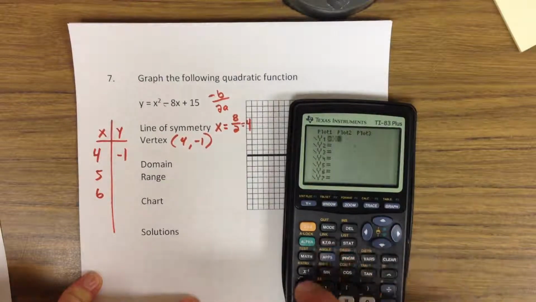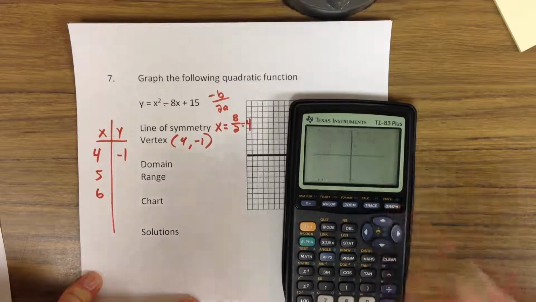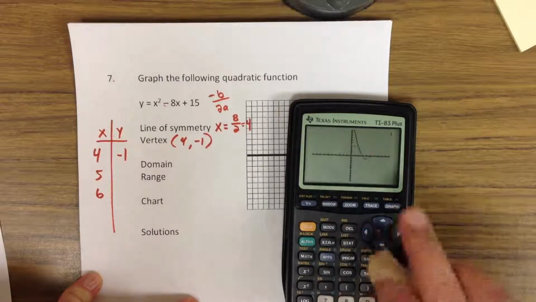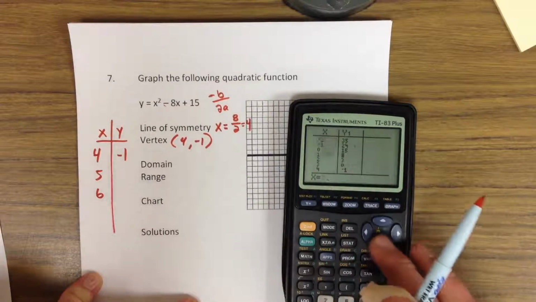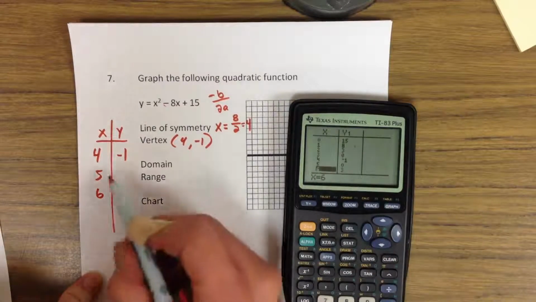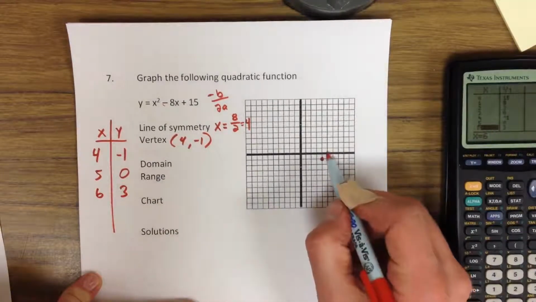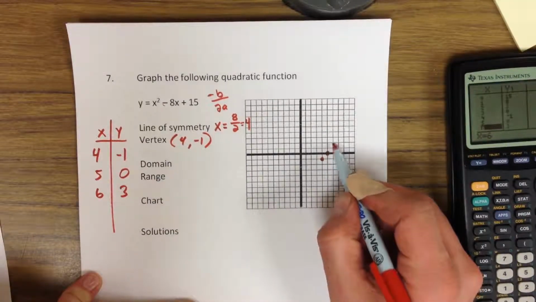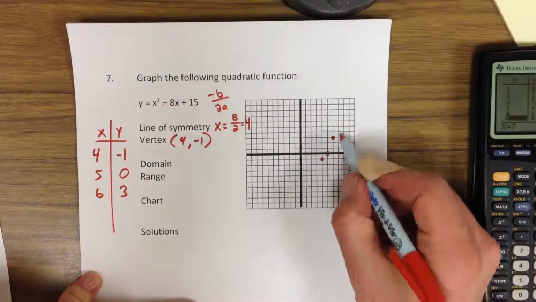Clear these out. X squared minus 8x plus 15. You can press graph and kind of get an idea of what it is, but second table gives us a lot more information. When we plug in 5, we get 0, 6, 3. So 5, 0, 6, 1, 2, 3, even 7 looks like it fits.